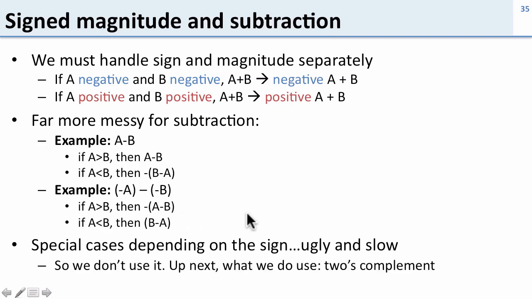So what we're going to talk about next is what we do use everywhere, which is two's complement. And the wonderful thing about two's complement is it makes both subtraction and addition the same. So you do the same operation regardless of the magnitude or sizes of the two things you're working with. And that's why two's complement is what we use.